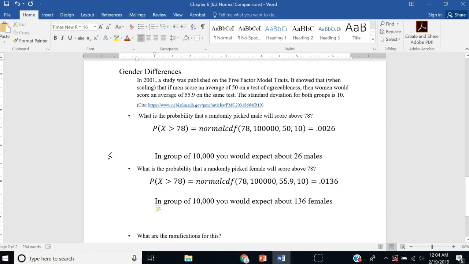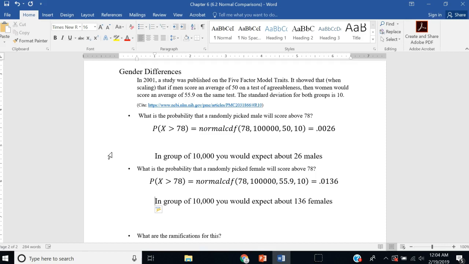Again, this is a really important concept that most people don't understand: that a small difference in average means we're going to find a lot more people at the high end, given that they have the same standard deviations.